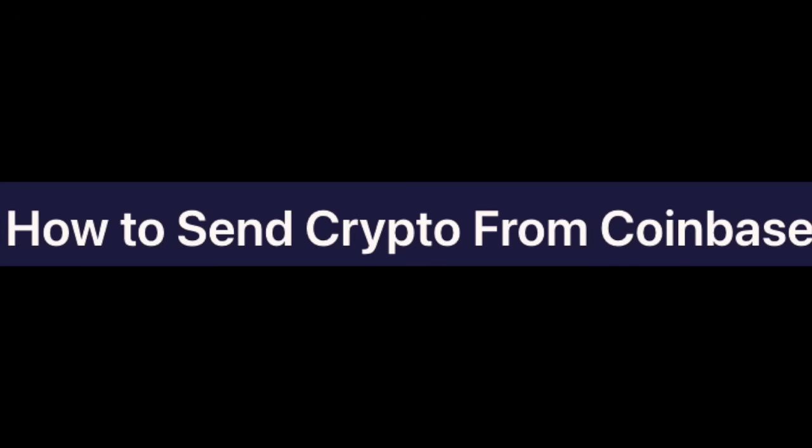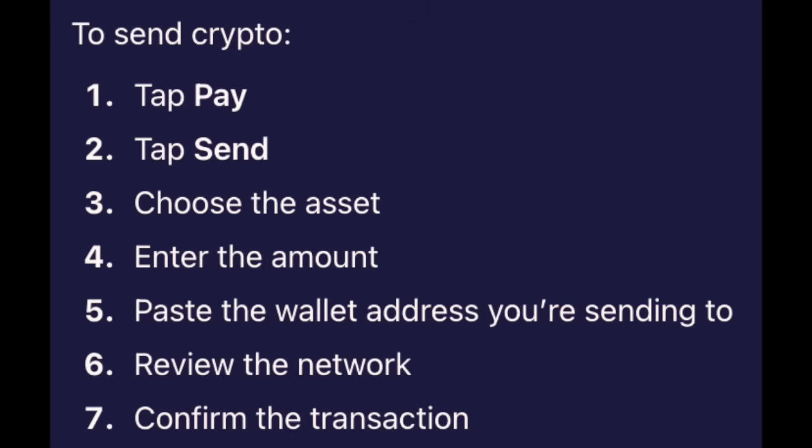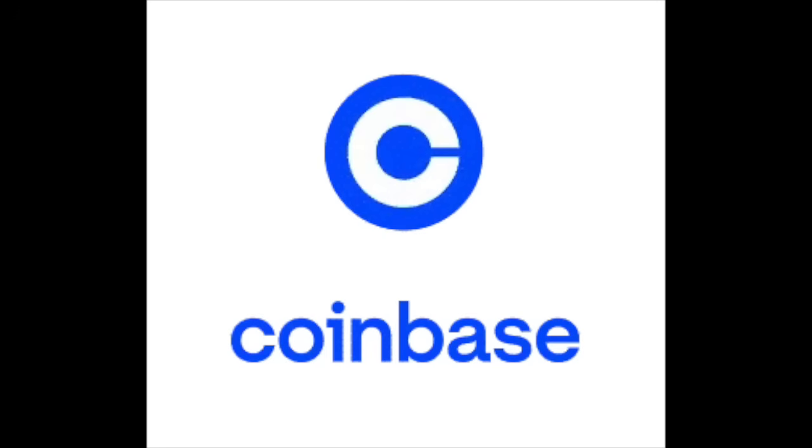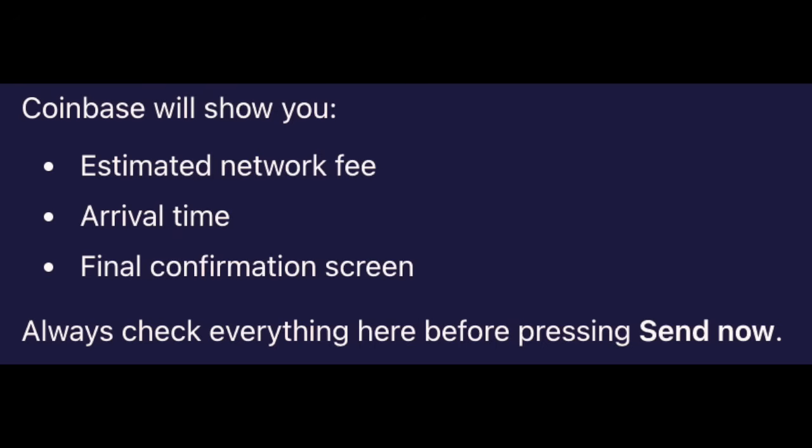How to send crypto from Coinbase. To send crypto, tap Pay, tap Send, choose the asset, enter the amount, paste the wallet address you're sending to, review the network, confirm the transaction. Coinbase will show you the estimated network fee, arrival time, and the final confirmation screen. Always check everything here before pressing send.